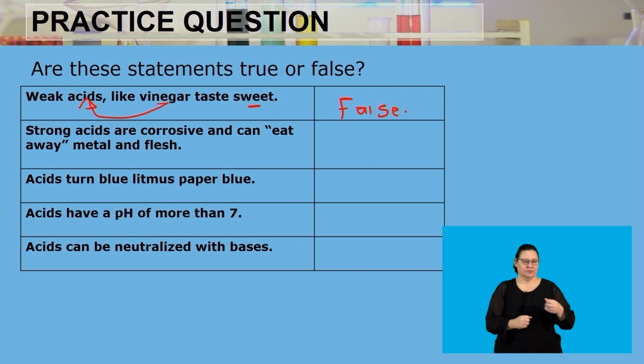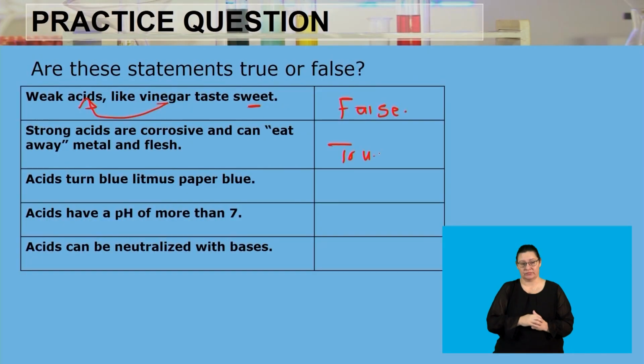Now question 2, strong acids are corrosive and can eat away metal and flesh. We do know that acids can be corrosive, same as bases can be corrosive as well. So therefore, this statement is true because regardless of the strength of an acid, they can be corrosive. And also regardless of the strength of the base, they can still be corrosive. So therefore, this statement is true.